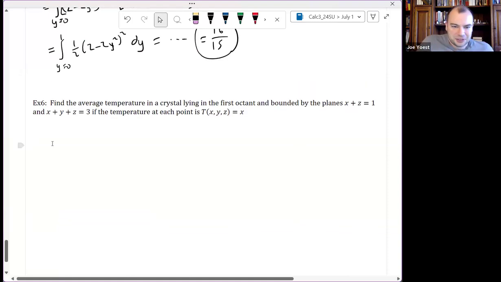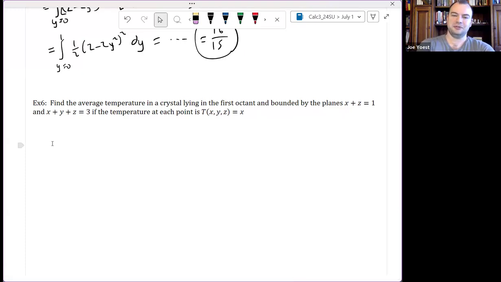Okay, so on to number 6. Here we'd like to find the average temperature in a crystal lying in the first octant, bounded by the planes x plus z equals 1 and x plus y plus z equals 3, if the temperature at each point in the crystal is T of x, y, z equals x. So a lot going on here.